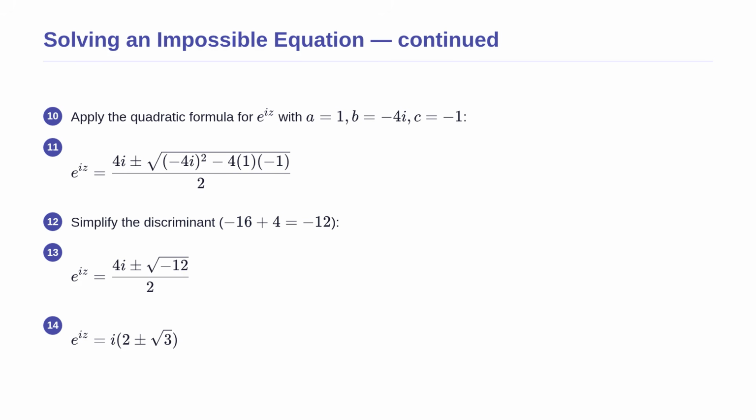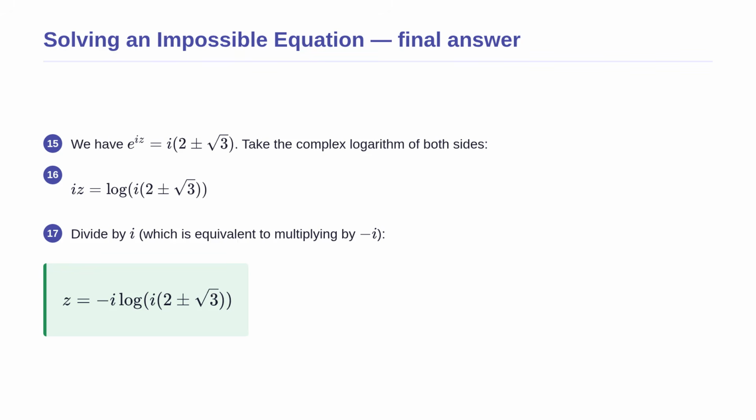Squaring negative 4i gives us negative 16, and subtracting 4 times 1 times negative 1 adds 4, leaving us with negative 12 inside the square root. The square root of a negative number gives us an imaginary result, which we simplify to 2i times the square root of 3. Dividing everything by 2 leaves us with i times the quantity 2 plus or minus the square root of 3. In this final step, we need to isolate z.